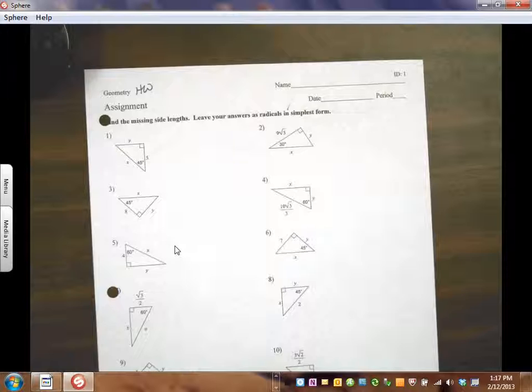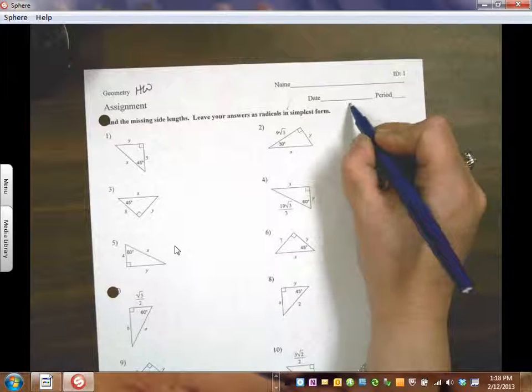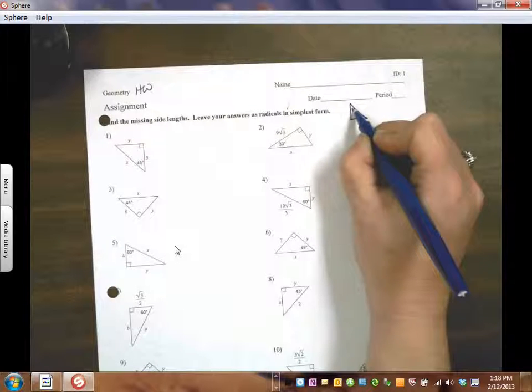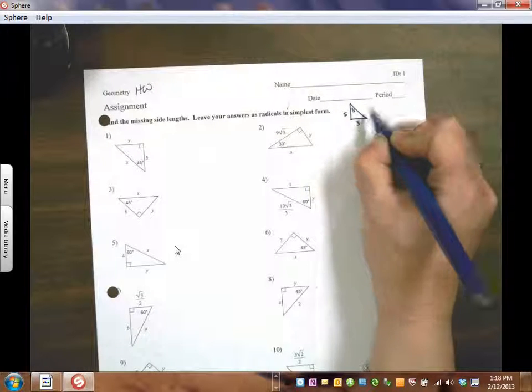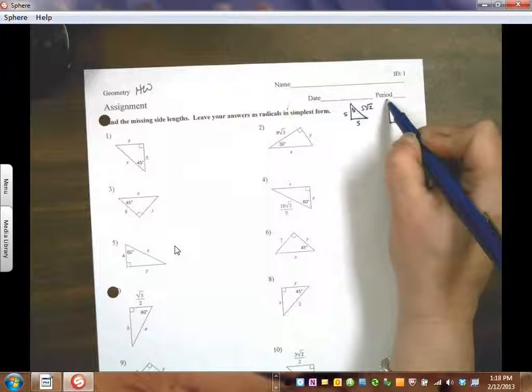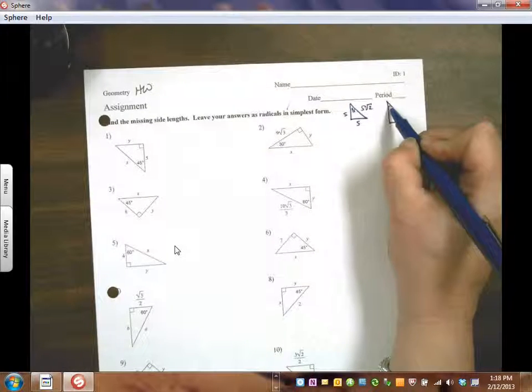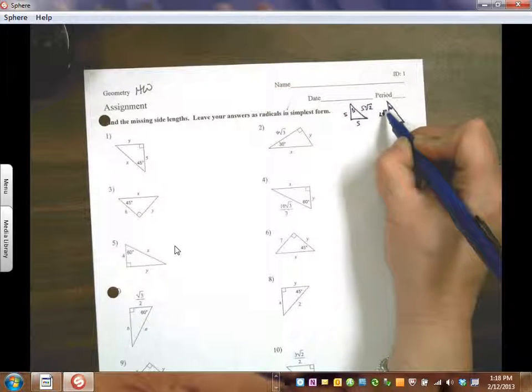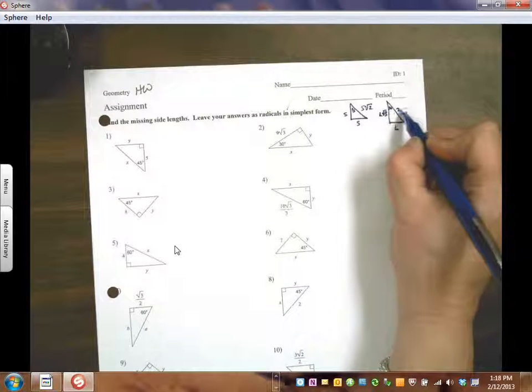First of all, I'm going to go up here in the corner, and I'm going to draw my template for a 45, 45, 90. So I'm going to put the little 45, and I have S, S, S root 2. Then I'm going to draw my 30, 60, 90. There's my 30-degree angle. That means this is L, L root 3, and 2L.